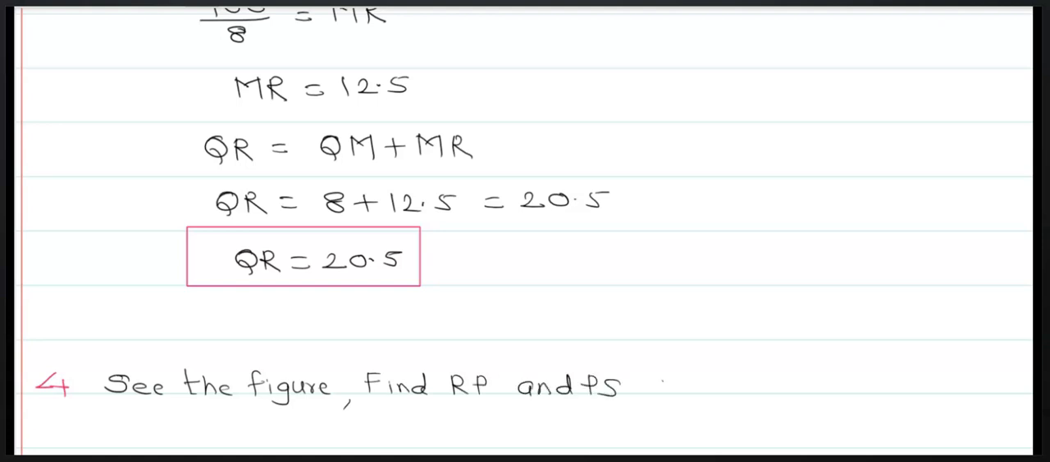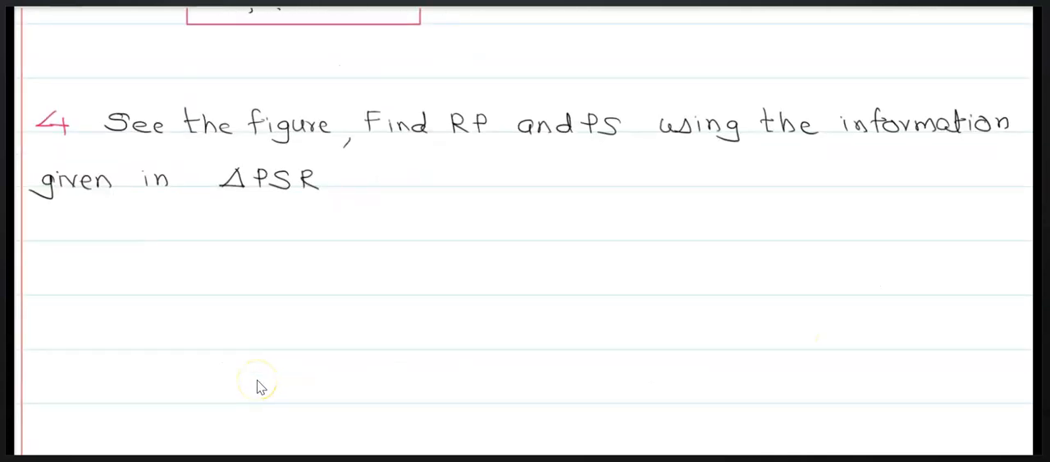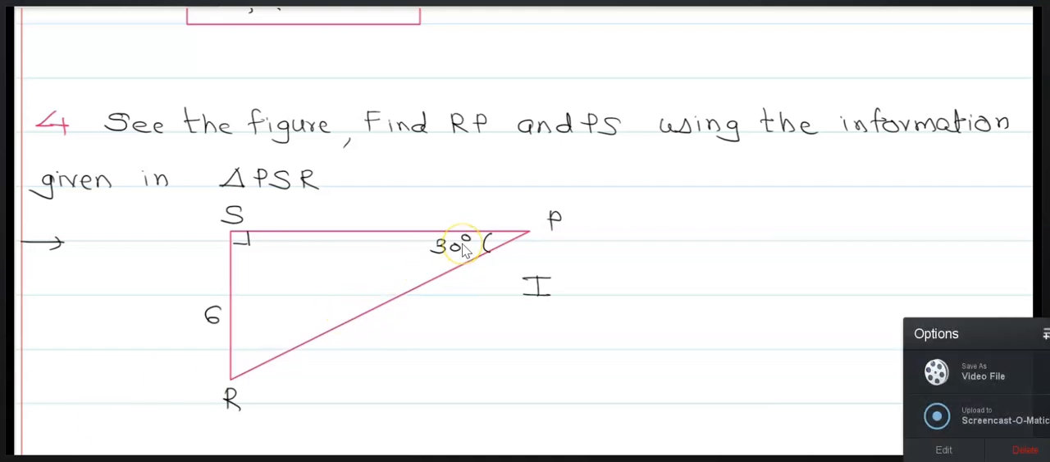See the figure. Find RP and PS using the information given in triangle PSR. So this is the triangle PSR. The measure of angle S is 90, angle P is 30 degrees, and the measure of the other angle is 60 degrees. This is a 30-60-90 triangle. Now the side opposite to angle 30 is 6. Therefore, the hypotenuse is 2 times that.